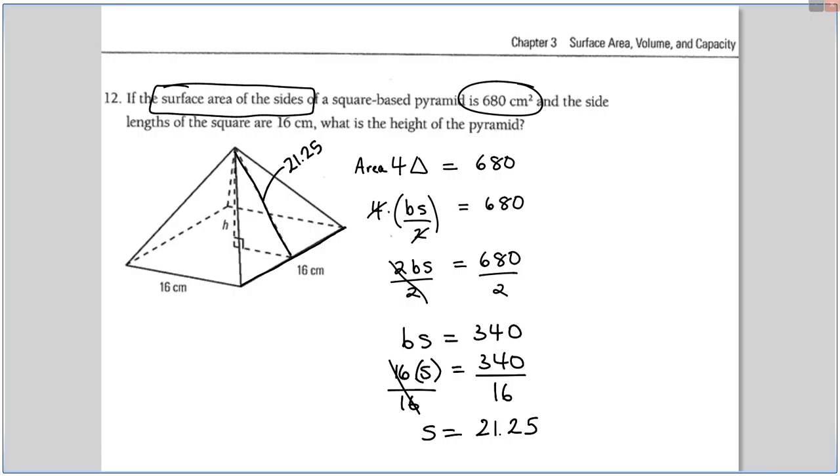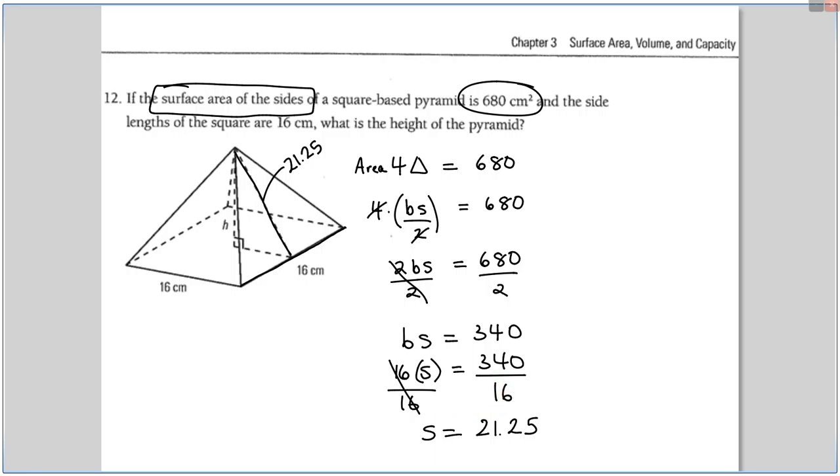So like right here where it says 2bs, how did I get rid of that 2? By dividing by 2. See, this is 2 times bs. Well, what's the opposite of times by 2? Divide by 2. And then right here where I put 16 next to the s, it's like 16 times s. Well, how do I get rid of that? Do the opposite of times 16, which is divide by 16.